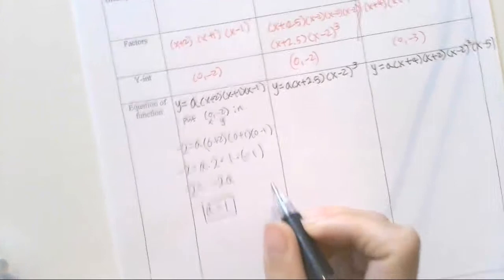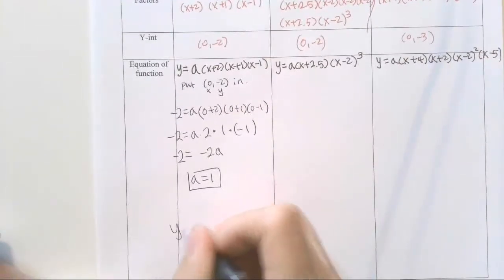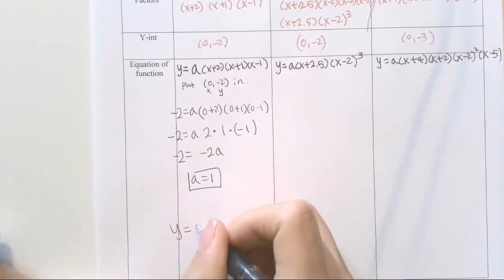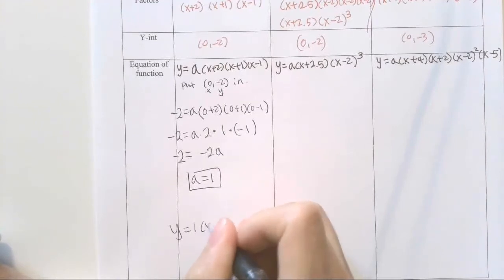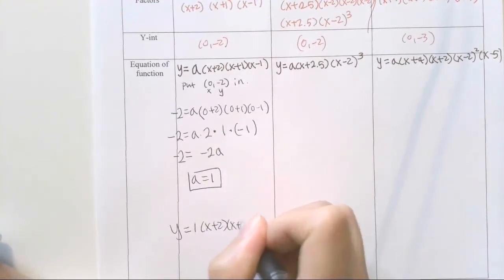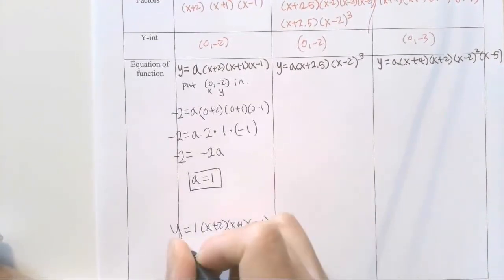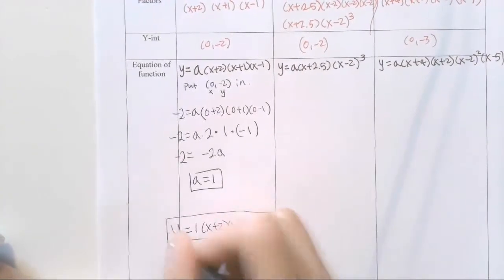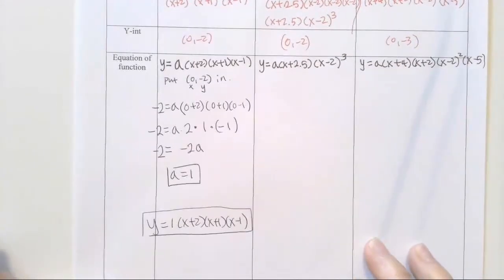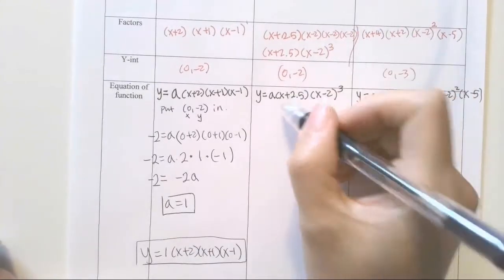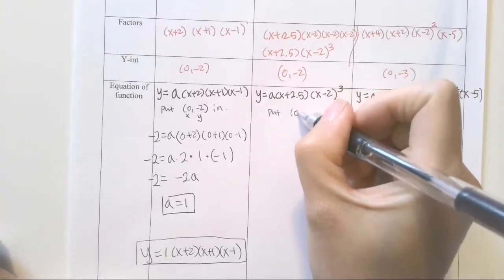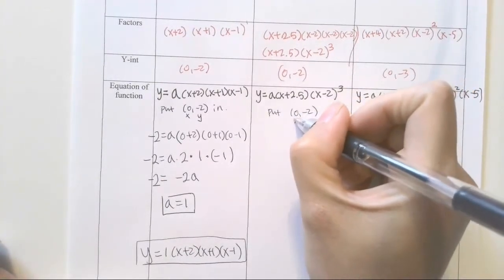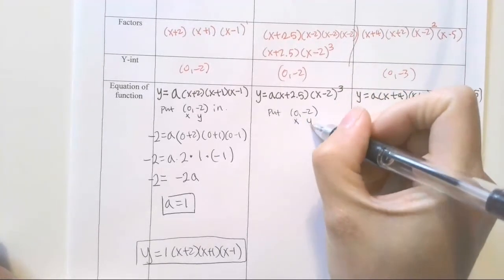So what's your final answer? y is equal to, you can put 1 there or you don't have to. Let's just put (x + 2)(x + 1)(x - 1) as the correct equation of the function. Yay! All right, let's keep going. What about this one? What's the y-intercept? (0, -2). So 0 goes in x, -2 goes in the y's.